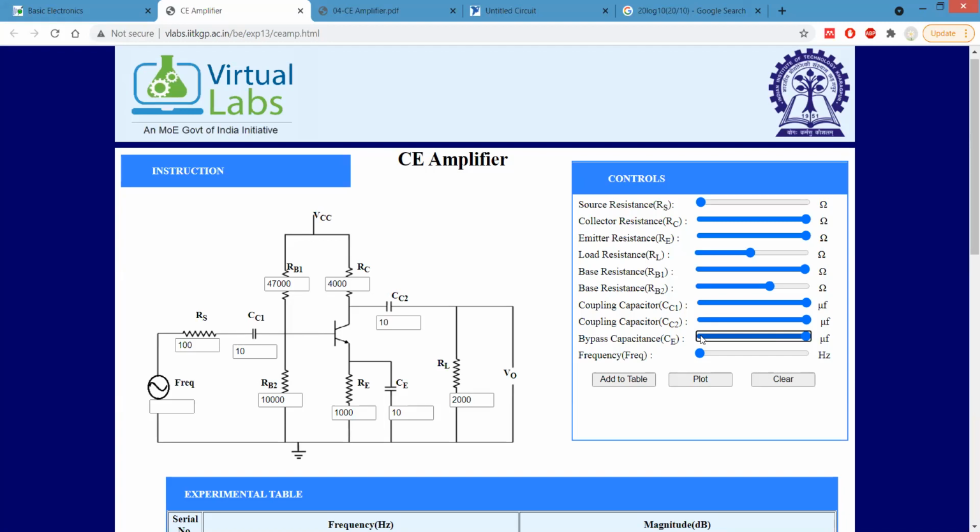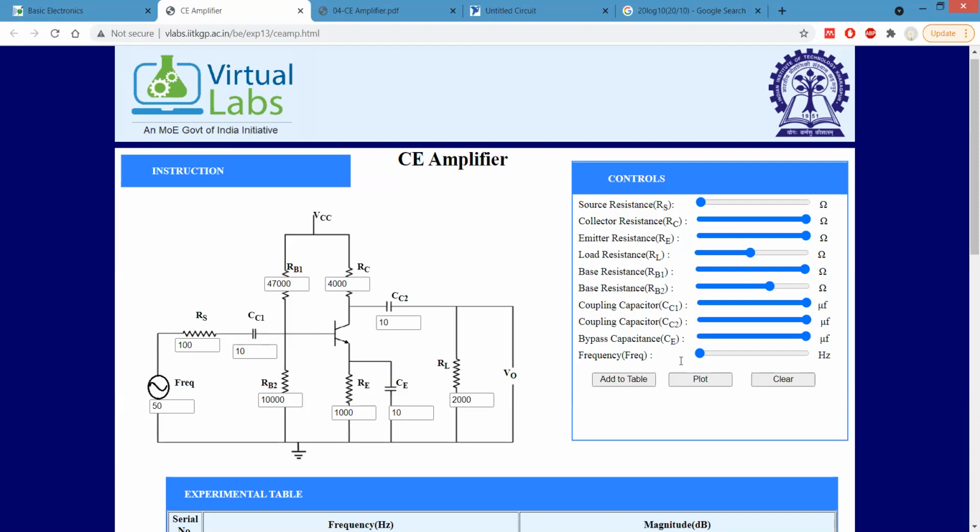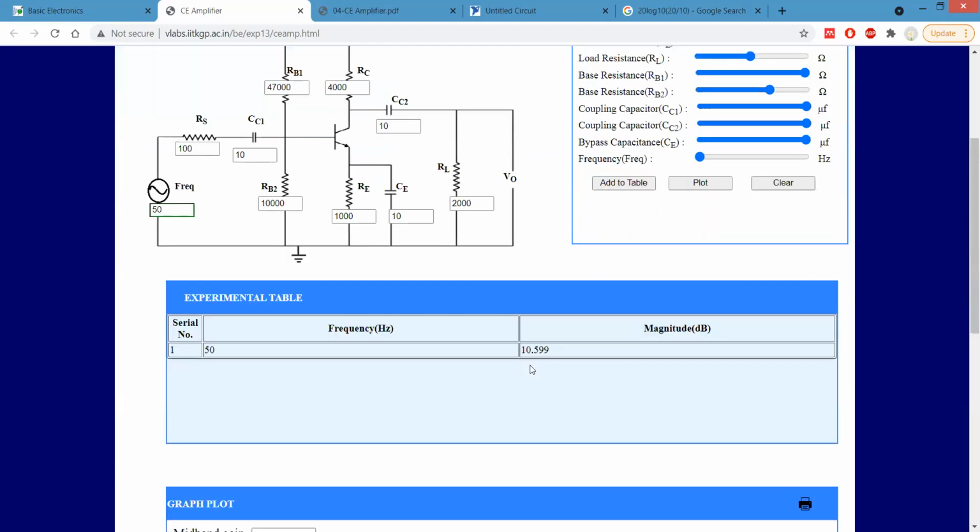So now I think frequency. Frequency that we have not considered. We have to change the frequency from 50 hertz in a regular step. Okay. Now let's add the table. Add this data to the table.